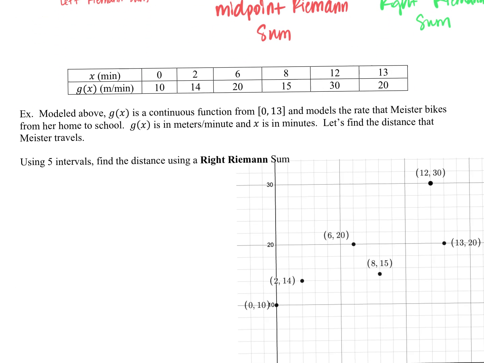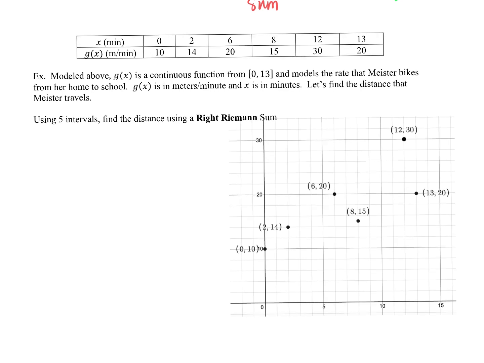Okay, so here's an example. They want us to use a right Riemann sum. They want us to use 5 intervals. All that means is that we are going to have 5 rectangles. Let me give you some info. In the model above, g of x is a continuous function from 0 to 13. It models the rate that Meister bikes from her house to school. g of x is in meters per minute, so this is my meters per minute, and the x-axis is minutes. Let's find the distance that Meister travels.